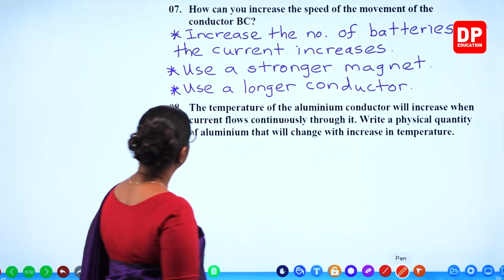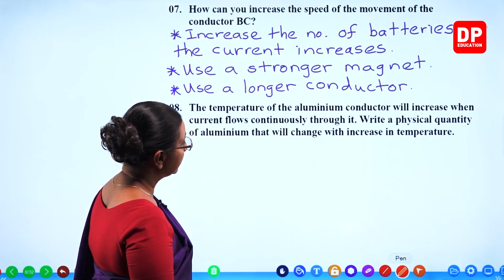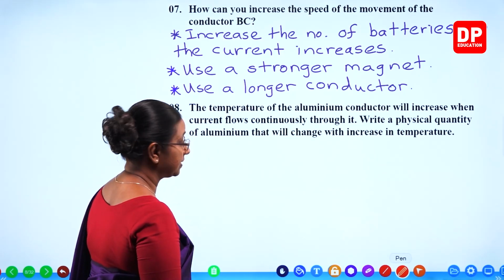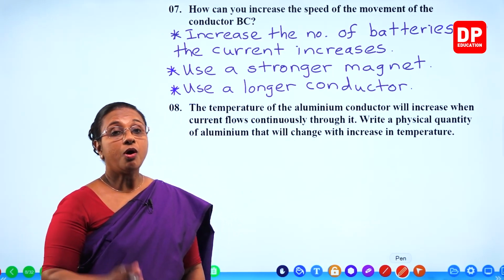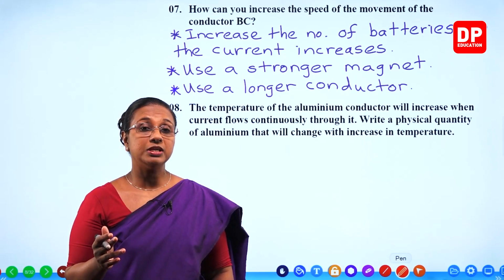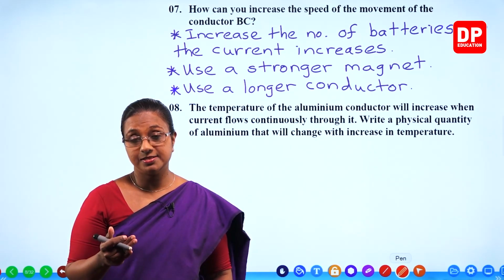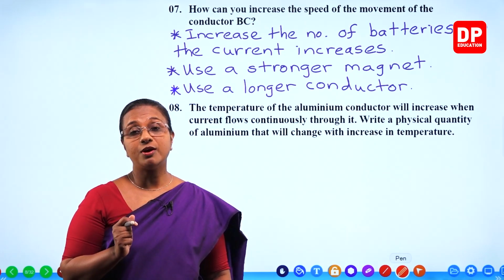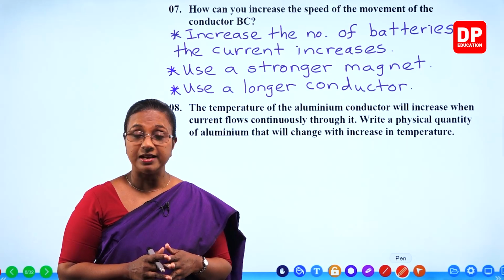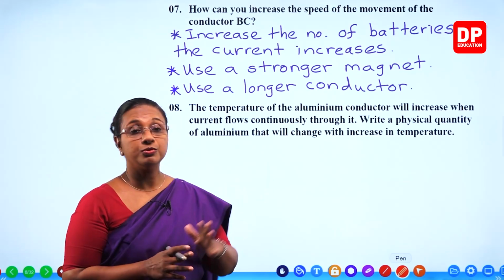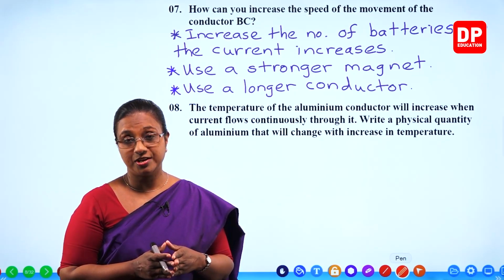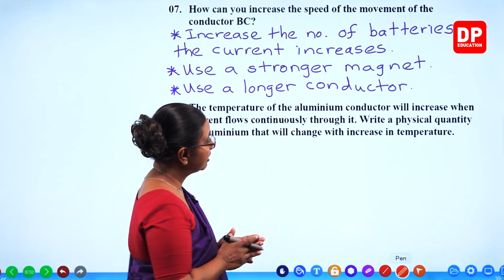So then, part 8, the temperature of the aluminium conductor will increase when current flows continuously through it. That you all know. All the conductors have a resistance. Even though it's a good conductor, it has resistance. And there is a certain amount of current that is used against the resistance. So because of that, when there is current flowing through the conductor over a long period of time, there will be heat generated. So that is what is given here.